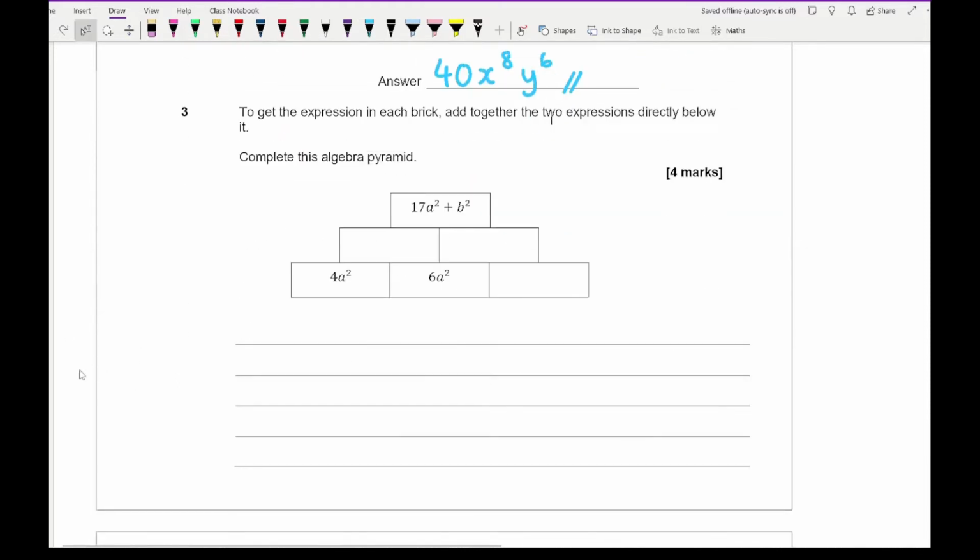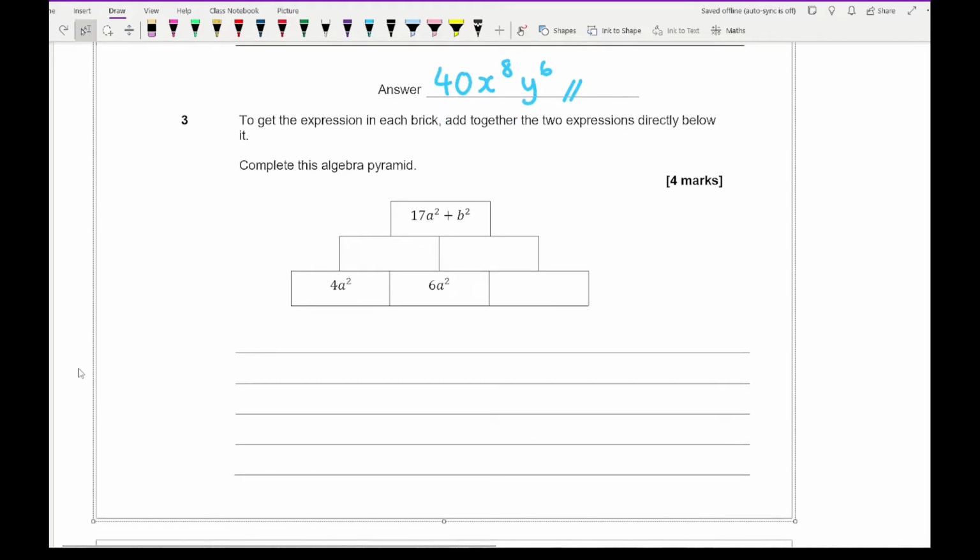Moving on to question 3, which says to get the expression in each brick, add together the two expressions directly below it, complete the algebra pyramid. So if we add these two squares here, then that becomes 10a squared. Now if I want 17a squared b squared, what do I need to add 10a squared to get that? Well, I'm going to need another 7a squared, and I'm also going to need a b squared.